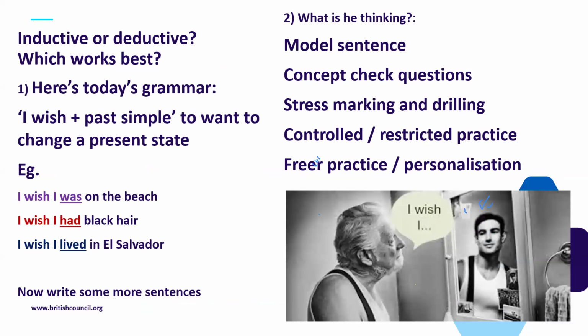Okay, so here, this is another example. Let's go with the first one here. Here is today's grammar. I wish plus past simple to want to change a present state. For example, I wish I was on the beach. I wish I had black hair. I wished I lived in El Salvador. Kindly write at least one or two sentences like this one.